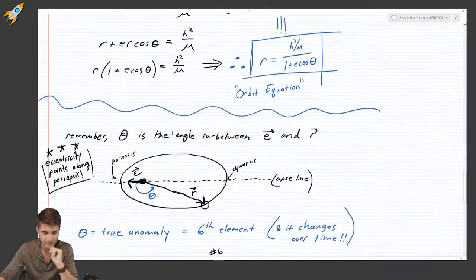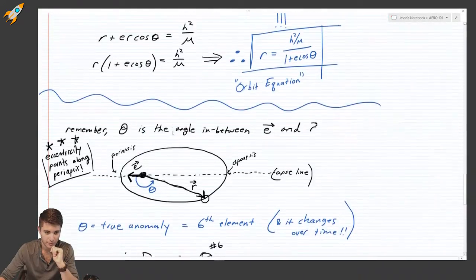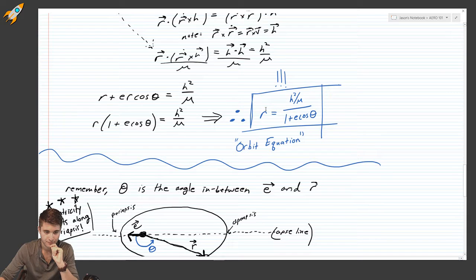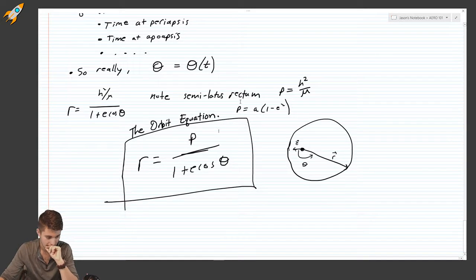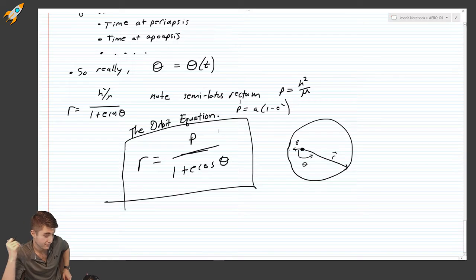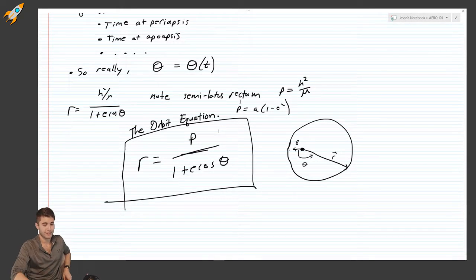That's why theta is a good choice. And this is what we came up with. The orbit equation. r equals h squared over mu over 1 plus e cosine theta. Boom. Alright. We have the orbit equation. Alright, so I'll tell you what, guys. This was awesome. We got our sixth element down.